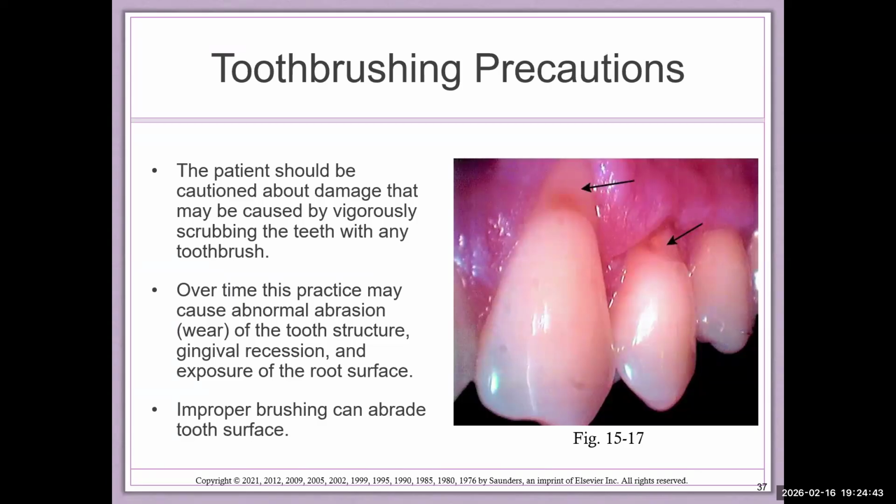The patient should be cautioned though about damaging the gums and the teeth by scrubbing too hard. Look at the picture here. This is what happens, believe it or not, when you brush your teeth too hard. The gums start to wear away like this, and when they wear away, the roots underneath the gums start wearing away.